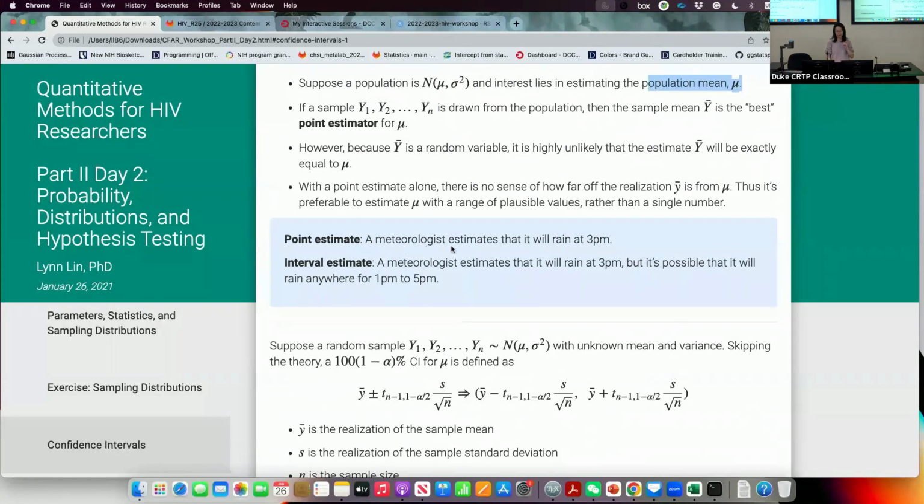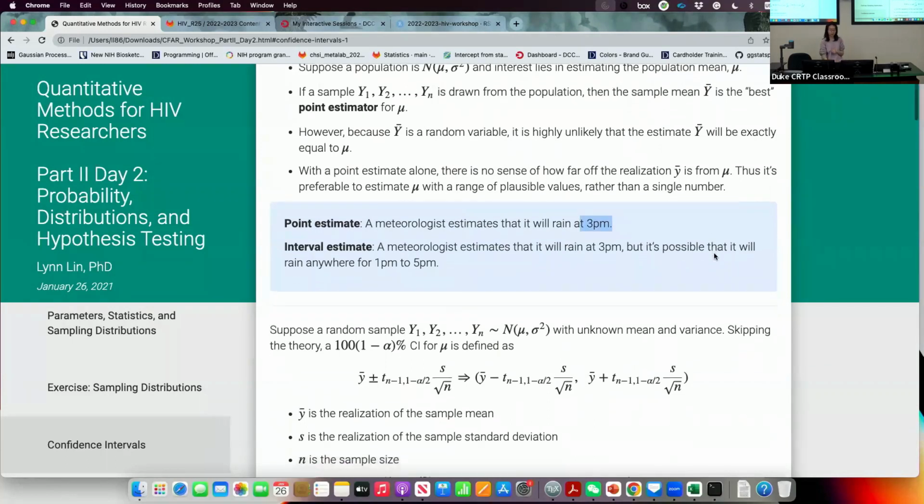So, for example, say this estimates that it will rain at 3 p.m. Is this really going to happen strictly at 3 p.m.? Probably not. Probably it will occur sometimes maybe slightly before 3 p.m. or slightly after 3 p.m., but always centered around 3 p.m. So this is what we mean by the point estimate.